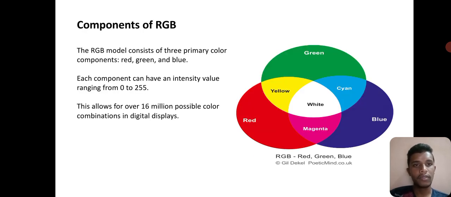And the components of RGB. The RGB model consists of three primary colors, red, green and blue. Each component has an intensity value ranging from 0 to 255. This allows for over 16 million possible color combinations in digital displays.